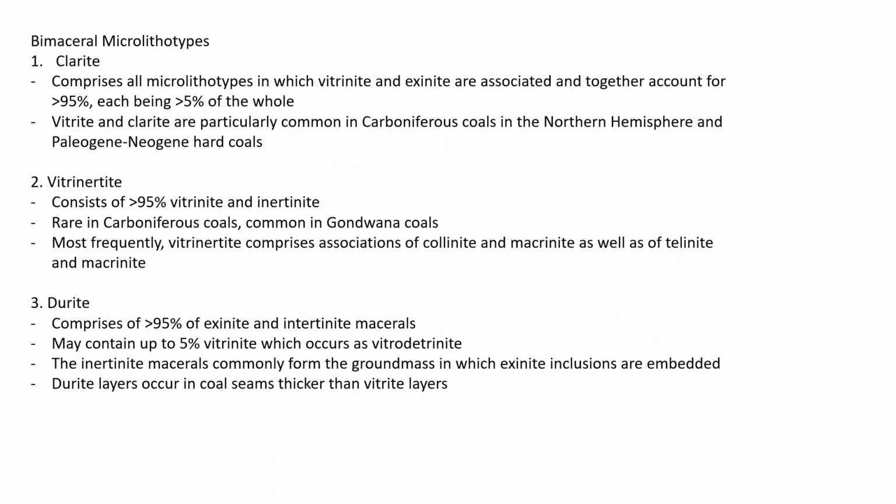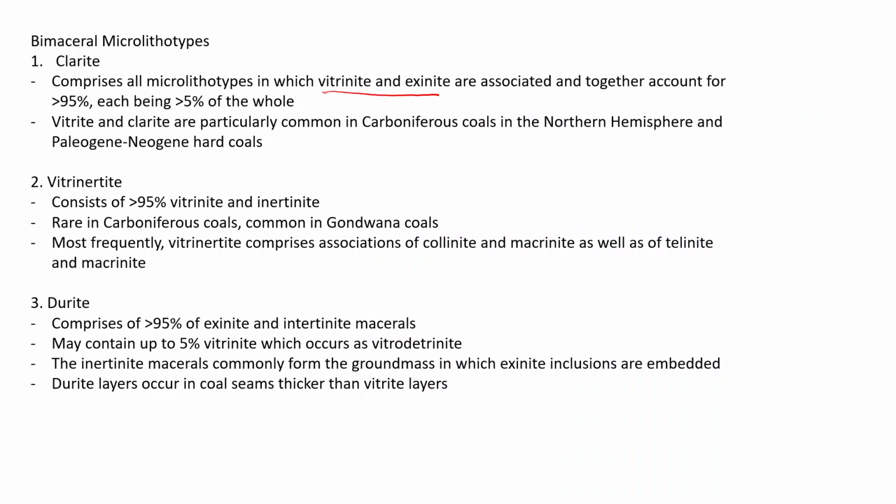The bimaceral microlithotypes include clarite. So all the microlithotypes in which vitrinite and exinite are associated together account for more than 95%. Now here, at least both of them have to be more than 5% each. So you may have an association where the vitrinite is 10%, then exinite may be 80%. That is fine. But it should be that both of them are more than 5% each.